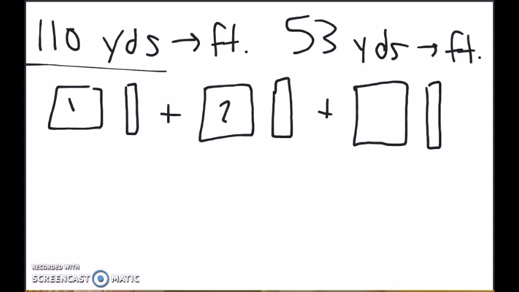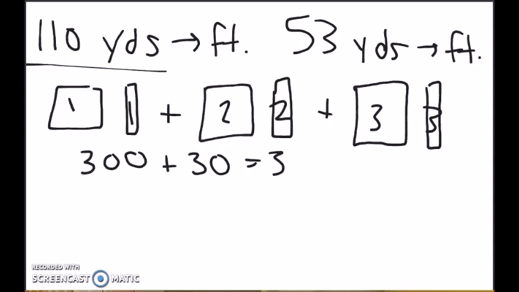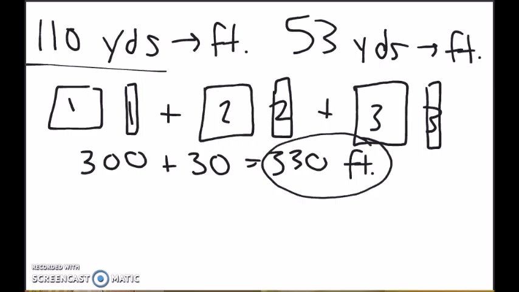So I have 1 flat here, 2 flats there, and 3 flats there. And if there's 100 in each of those, then there's 300 altogether. And then I have one long here, second long there, and third long there, and that's 30. So if I add those, that equals 330 feet as the length of our soccer field.